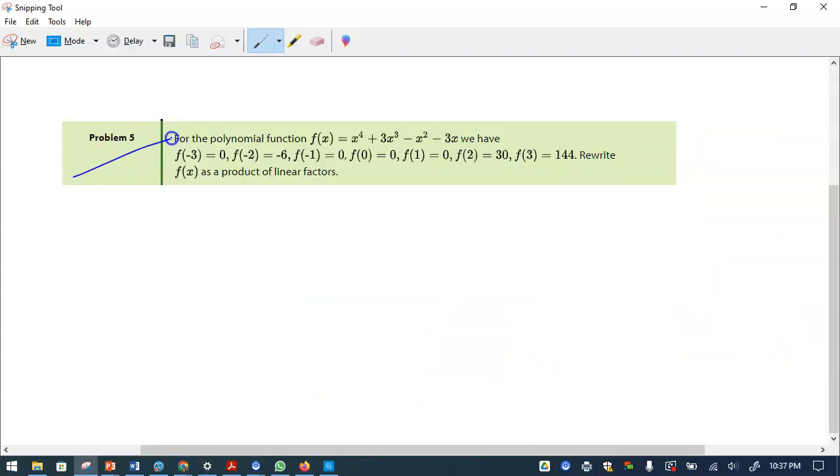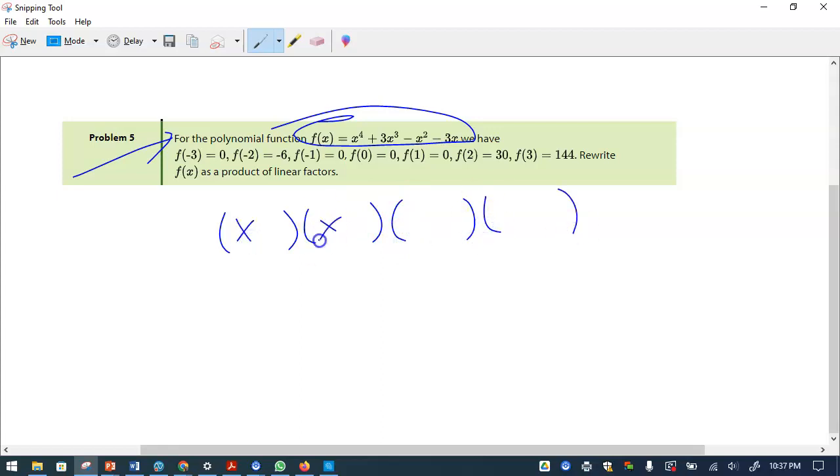So the polynomial is given. The fifth one is this one. Because it is degree 4, I have to have 4 factors here. So which other ones are there? You have to look for them. I'll start with this 0. When x is 0, the answer is 0, right? So that means x minus 0 is one factor.